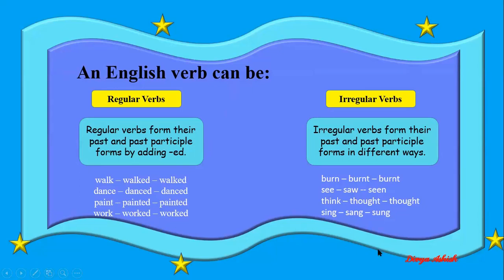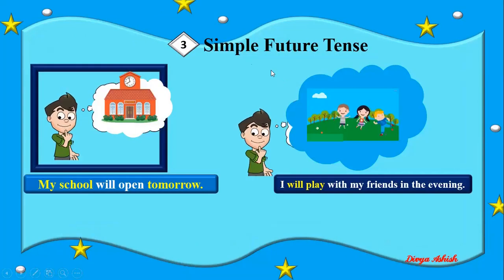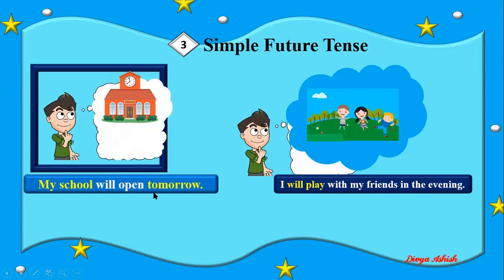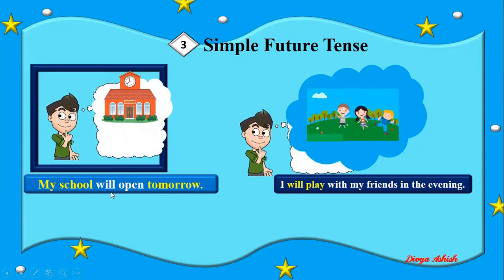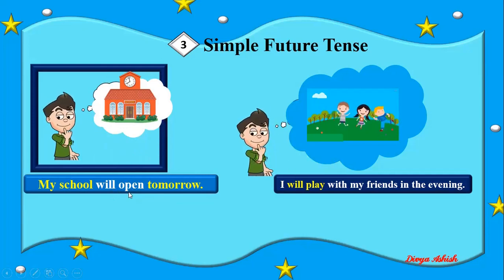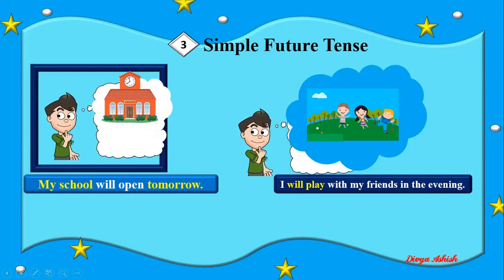Let's now check out the rules of the third verb tense, which is simple future tense. In the first picture, the boy says, "My school will open tomorrow." In this sentence, the verbs are will open and it indicates an action that will happen in the future. So the verb is in the future tense.